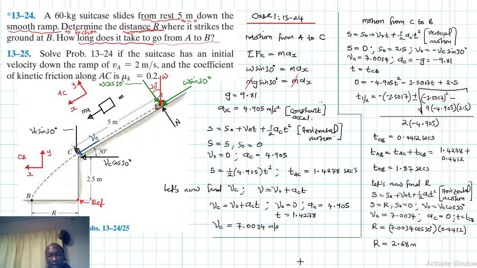Alright, I guess we are done. Let's outline the solutions. So we have our TAB there, the time it takes for the suitcase to strike point B, and R, the distance it covers.